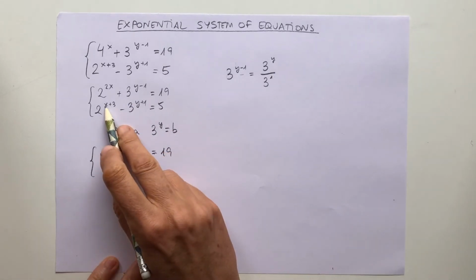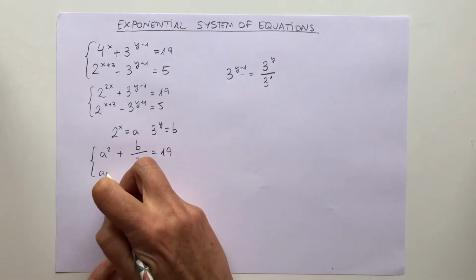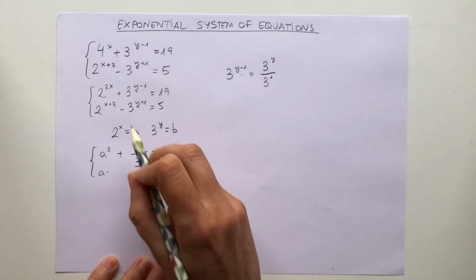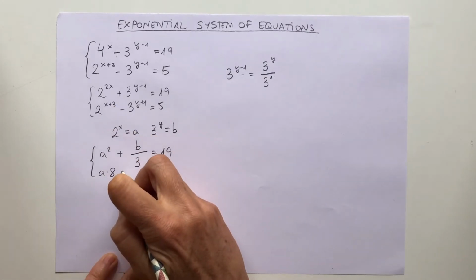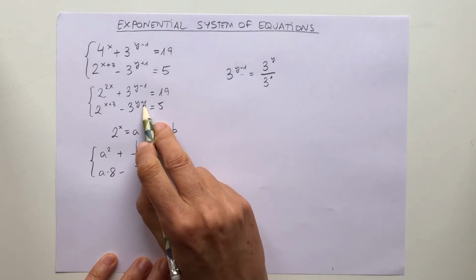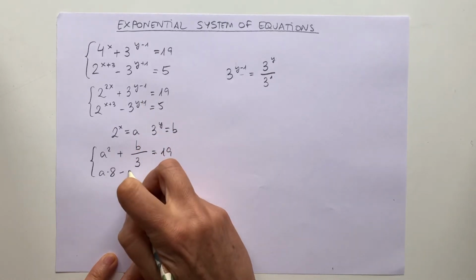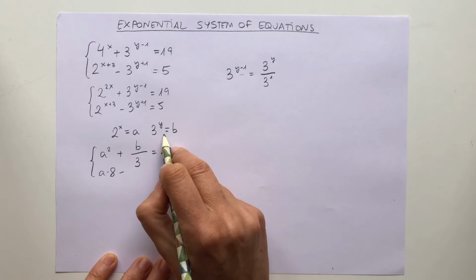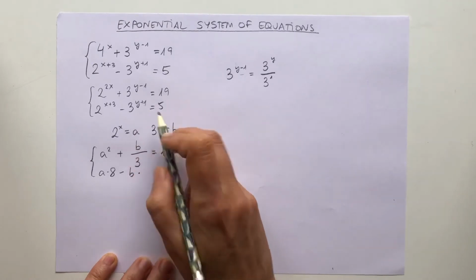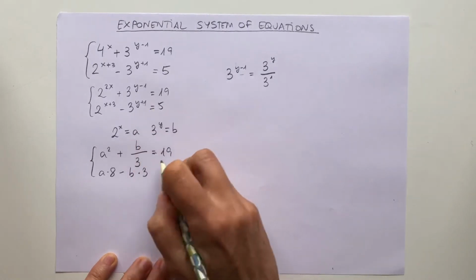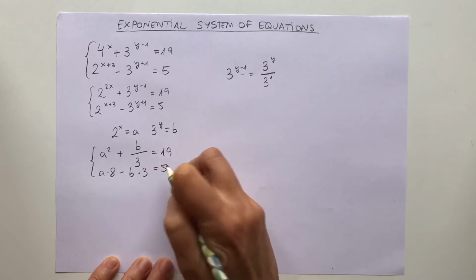Let's go on. If in the exponents I have an addition, I can transform this into a multiplication. And it would be 2 to the power of x, that is a, times 2 cubed, that is 8. And then another addition here, so I can transform this into 3 to the power of y, that is b, times 3 to the power of 1, that is 3, equals 5.